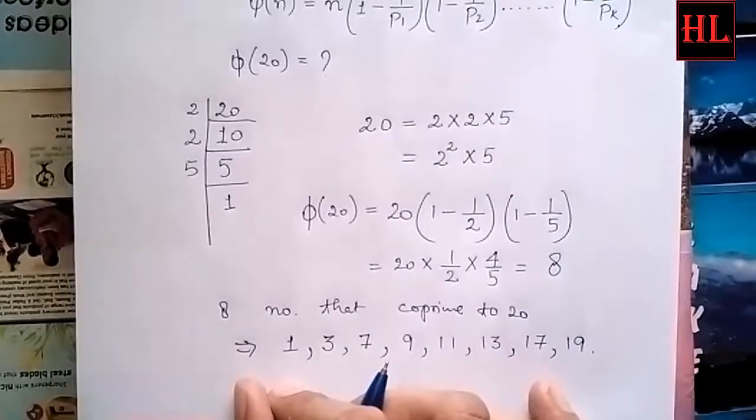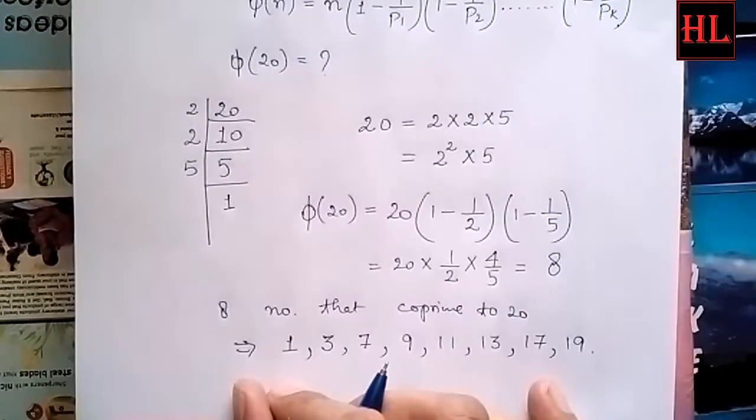Pardon for that. So now that's a quick trick to find the totient of a number.